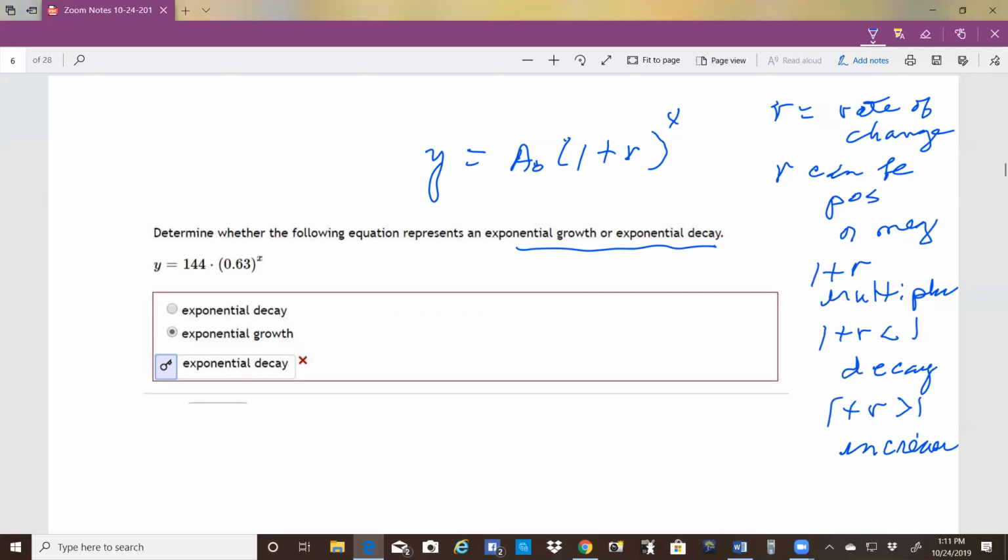Now, obviously, 1 plus r is less than 1. And I think you probably know that if every time you multiply something by 0.63, it goes down in value. So as x increases, the more times you multiply, it decays. So this was x. This particular student said it was exponential growth, and a number of students said that and didn't recognize that that was decay.